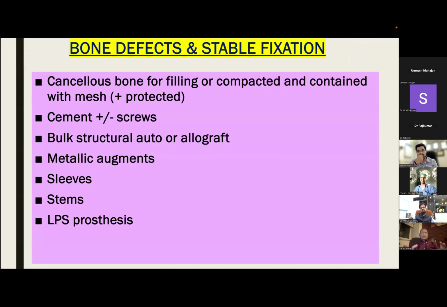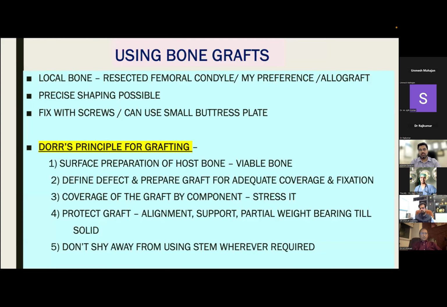There are so many things available to take care of the bony defects. The cancellous bone for filling or compacted, the impaction grafting in a contained defect, the cement, the screws, the rotor system, the bulk grafts, metallic augments, sleeves, that's my favorite, and stem definitely has been working all the time, and the hinge one, where you have to replace the ligaments also.